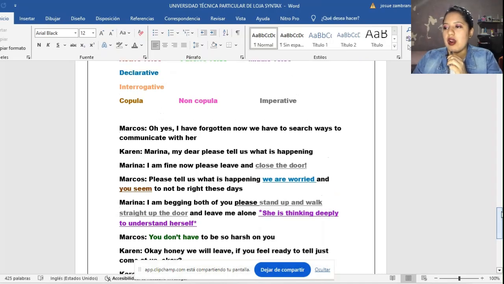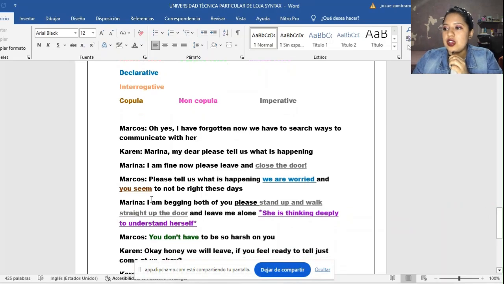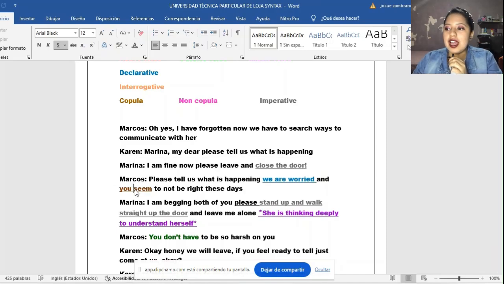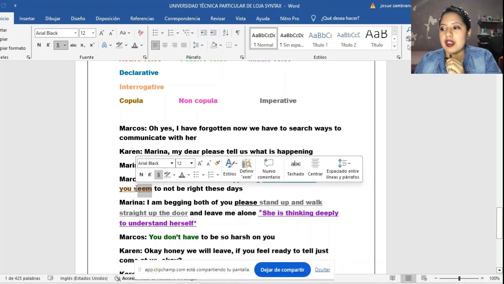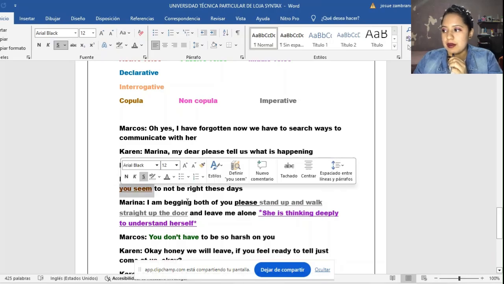"We are worried." Marcos says that "we are worried" is a declarative. It is stating that he is very worried about his daughter. And "you seem to not be right this day." "You seem" is a copula. Copulas are linking verbs; the verb is "are", but on some occasions, other kinds of verbs also function as a copula. Seem is one of them. There are other examples such as become, look, and others that function as a copula. So this is a copula. You seem.